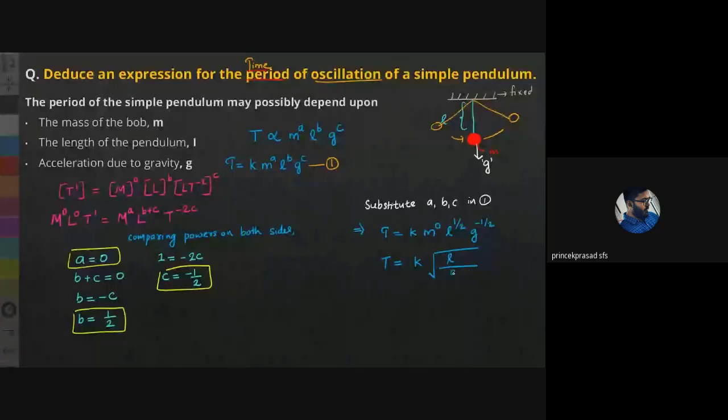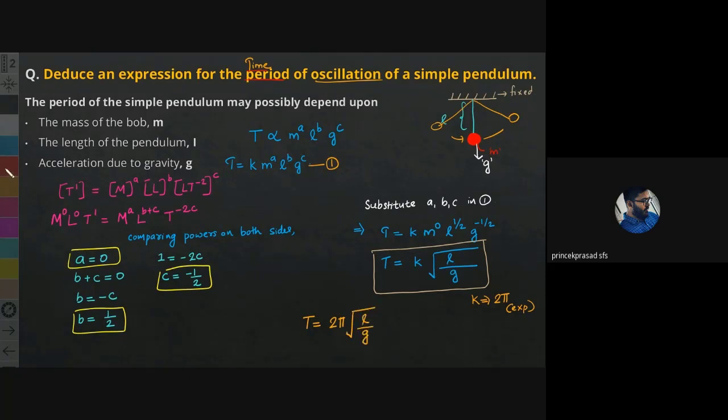So I'm going to write it together. This is the final relation that you will get: time period is equal to a dimensionless constant K times root of L by G. And if you do the experiments, you will find the value of K to be 2 pi. You can note that down. For an experiment, the value of K is found to be 2 pi. If that is the case, what is the final expression? You can write T is equal to 2 pi root of L by G.